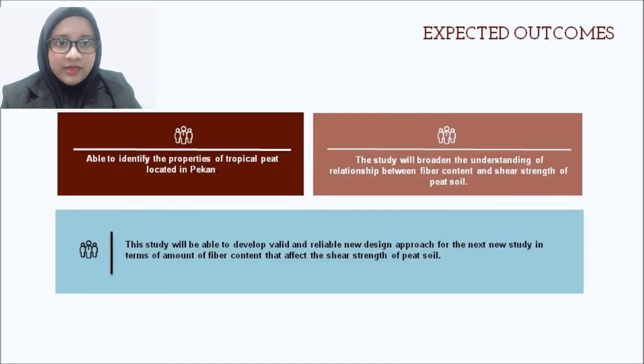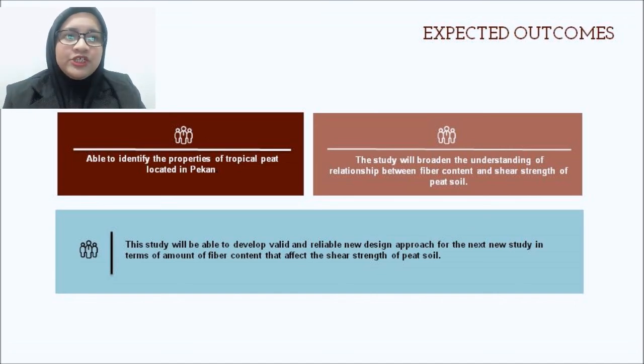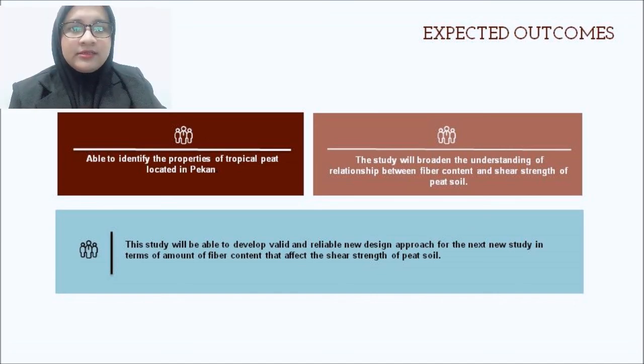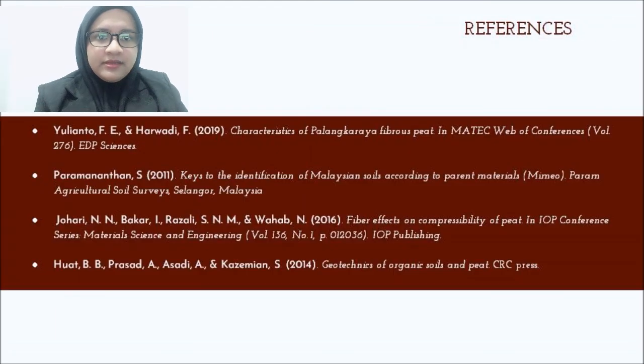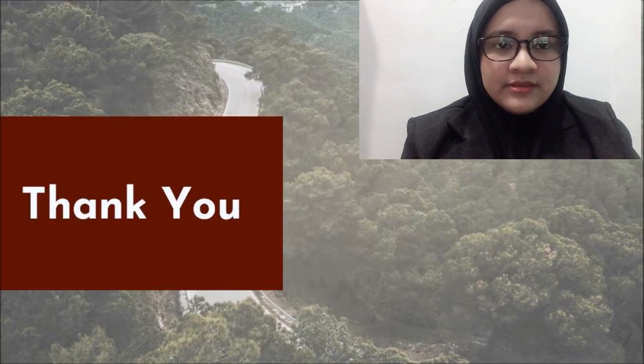These are the expected outcomes for this study. The first one is being able to identify the properties of tropical peat located in Pekan. And the second one is the study will broaden the understanding of the relationship between fiber content and shear strength of peat soil. And the third expected outcome is that we'll be able to develop a valid and reliable new design approach for the next new study in terms of the amount of fiber content that affects the shear strength of the peat soil. These are some of the references that I use for the study, and that's all from me.